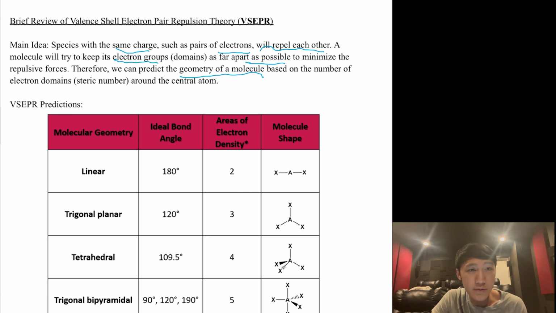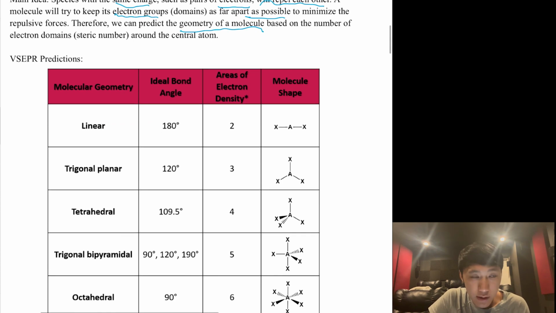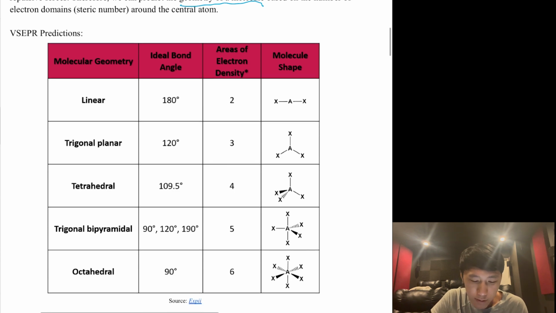So hopefully this already sounds very familiar to you. The idea of VSEPR is that it can predict different geometries for a different amount of electron domains. Some people like to call it the steric number, but it's a very similar thing. It's just the amount of groups that are around the molecule.